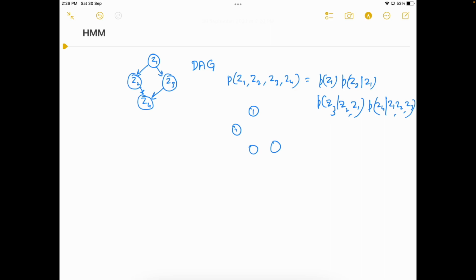I'm just writing 1, 2, 3, 4. Z1, then Z2 given Z1, Z3 given Z2 and Z1, Z4 given all three of them. That's it. Right? What if we open the chain rule in a non-sequential fashion? So this DAG is not unique, right? That's what you want to say. This is not unique. There could be multiple DAGs which represent this joint PDF. Okay? Good.